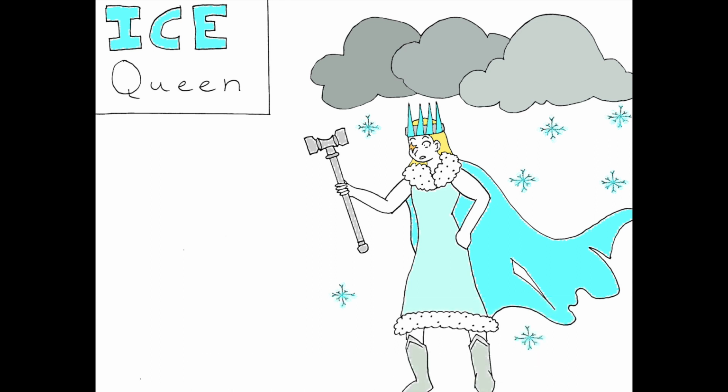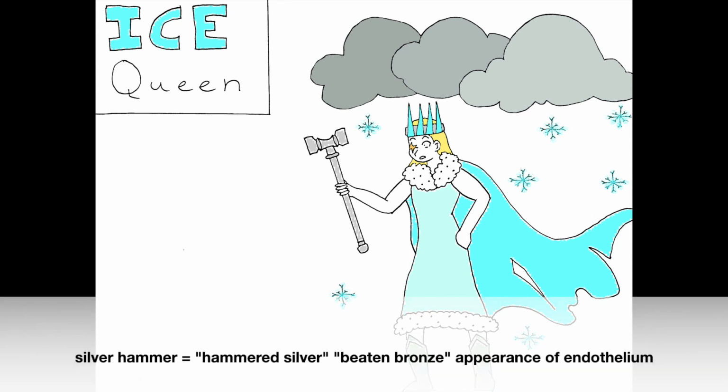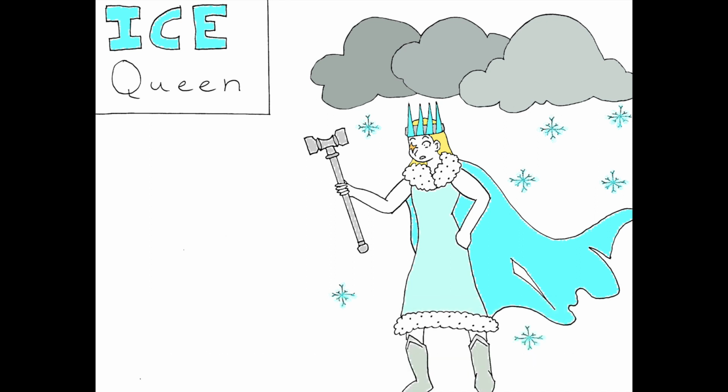In this disease, the endothelium is not working well, and it has a characteristic appearance. It has a beaten bronze or hammered silver appearance. For my memory hook for this, I have a silver hammer that she's wielding with her magical ice powers.